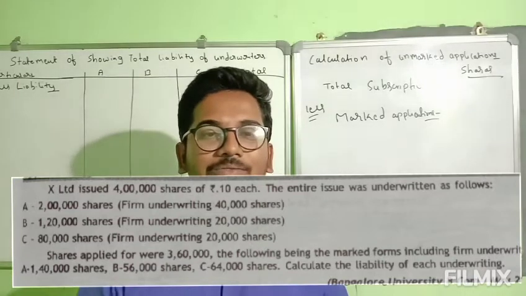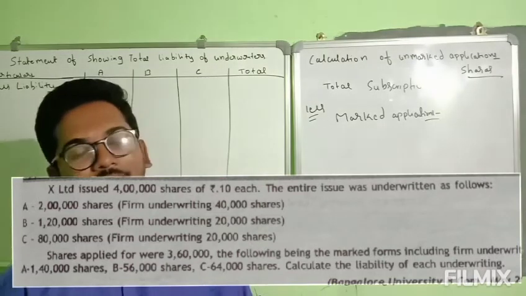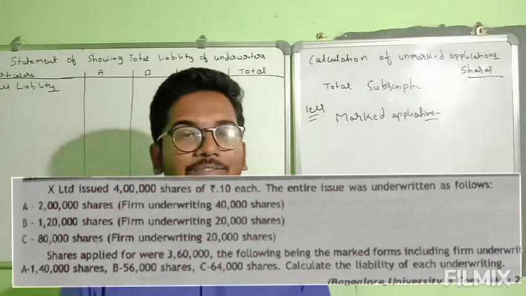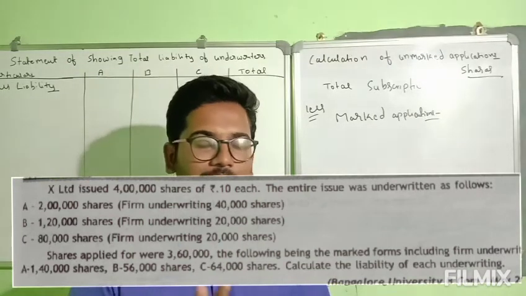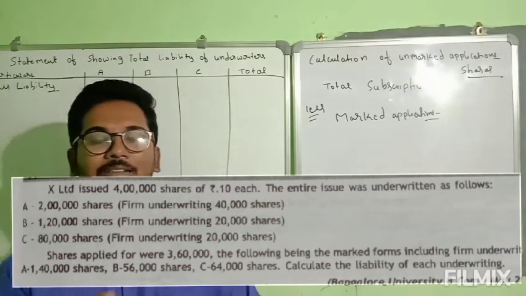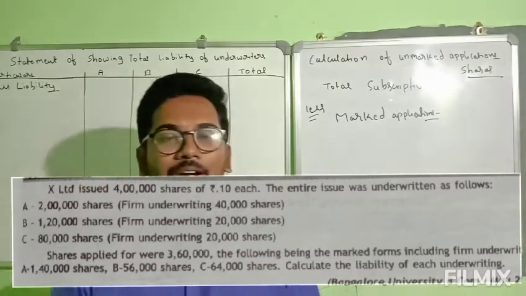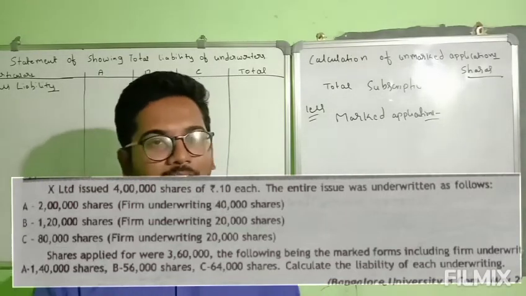For any problem, the first step is to identify the unmarked applications. In case firm underwriting is given, either we should treat it as on par with unmarked applications or on par with marked applications.